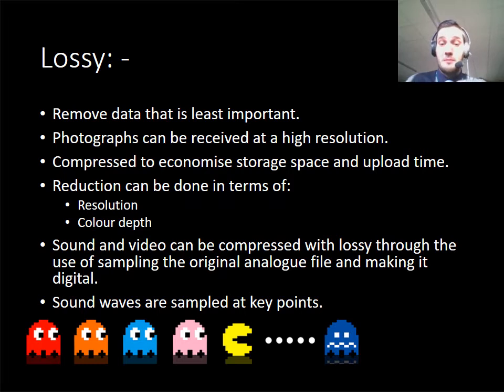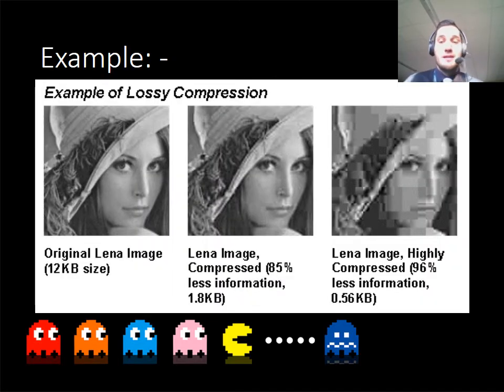Sound and video can be compressed with this too. If you use MP3s, these generally have sound waves, and samples are taken at key points to bring the file size down. Here's an example of what it looks like. You've got the original file here, which is 12 kilobytes, but then we've taken 85% of the information away, and you can see that the quality started to blur. On this one here we've taken even more information, and this is where you get this kind of image that goes all pixely. You might see this with webcams, or if you've been streaming videos online, you've noticed it's gotten a bit squarey and the quality's dropped.